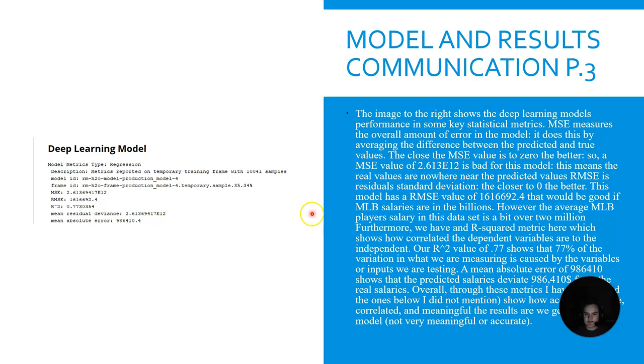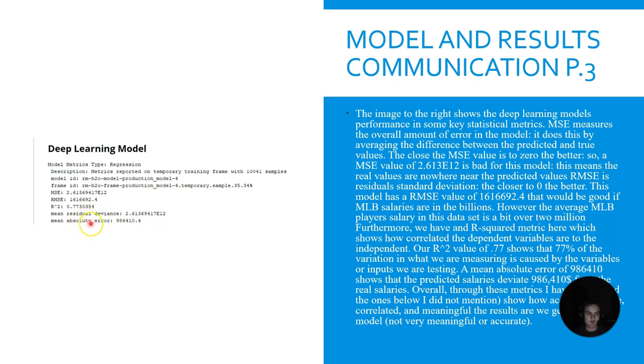Then again, the RMSE, which I've already talked about, is very similar. Obviously, closer to 0 is better. This model has a 1.6 million RMSE, which is not good, but it was the lowest RMSE score out of all the 5 different models. And then, believe it or not, the R2 for this, which is how correlated the dependent variables are to the independent variable: 77% of the variation in what we are measuring, salary, is caused by the inputs that we are measuring. So this is pretty good, 77% is a pretty high number, and we like that.